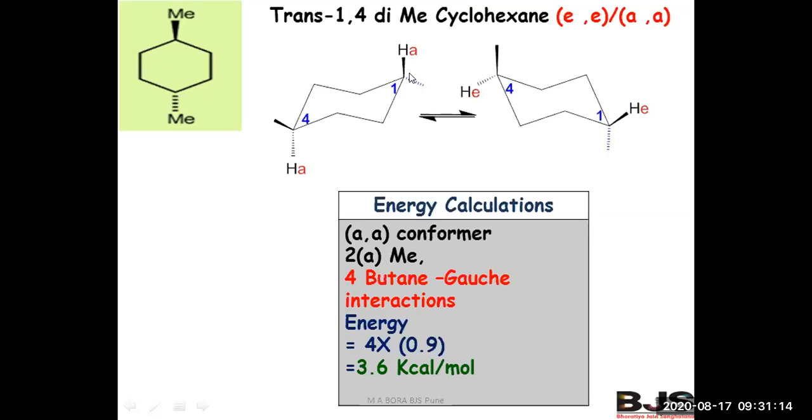The diequatorial form does not have any butane-gauche interaction, and therefore it is highly stable and its energy is taken as 0 kilocalorie per mole. But in the diaxial form, since there are two axial methyls, there are a total of 4 butane-gauche interactions, and therefore the energy will be 4 into 0.9, that is 3.6 kilocalorie per mole. So obviously the diaxial form is much more energetic as compared to the diequatorial form, and since its energy is high, its stability is less as compared to the diequatorial form.